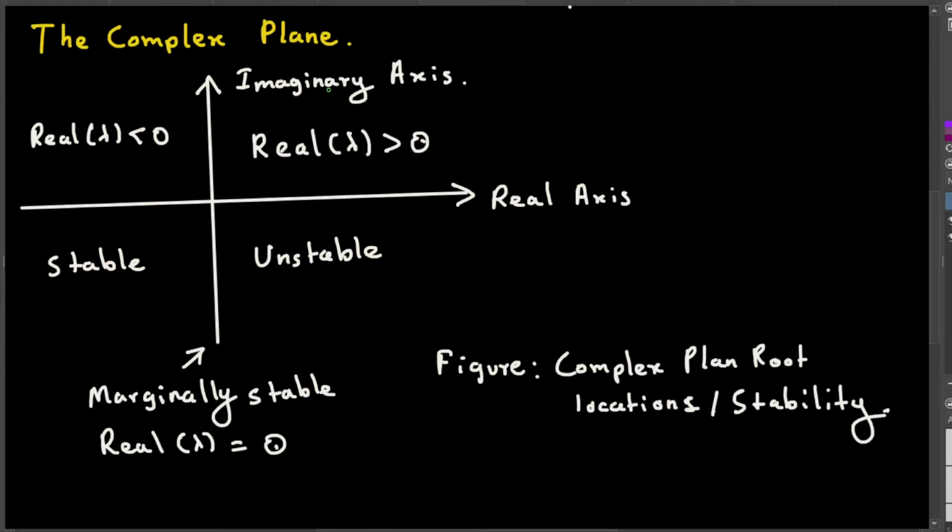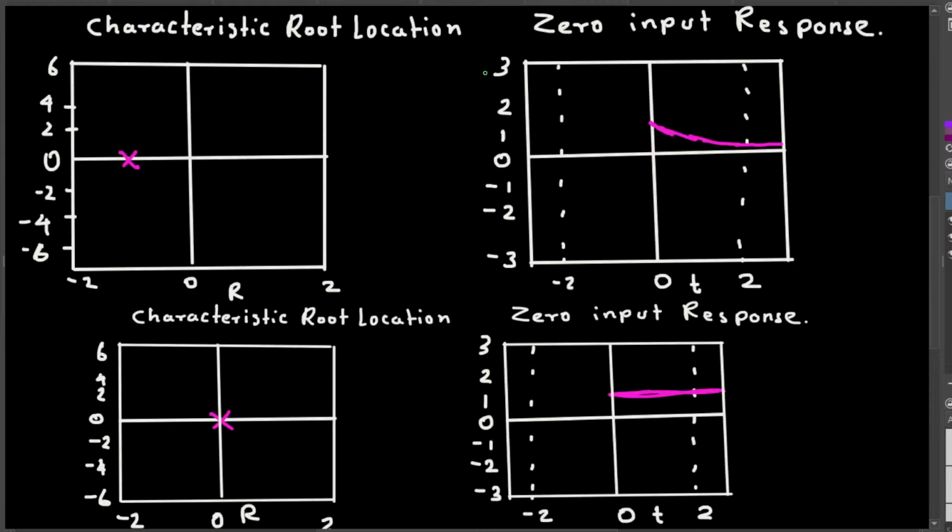Okay, here we have the complex plane, with the real axis as the x-axis and the imaginary axis as the y-axis. If the real part is less than 0, that is stable. If the real part is greater than 0, that's unstable. And if it's equal to 0, if we have a pole that is equal to 0, that's marginally stable. Now let's look at some examples.